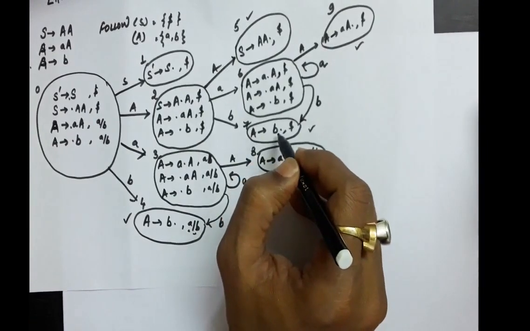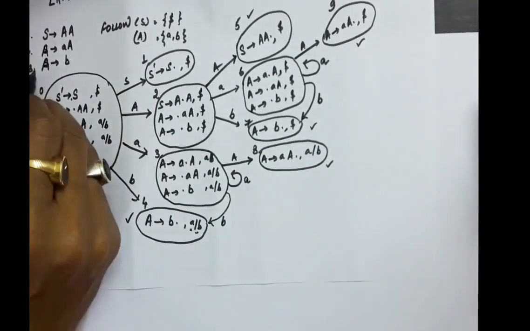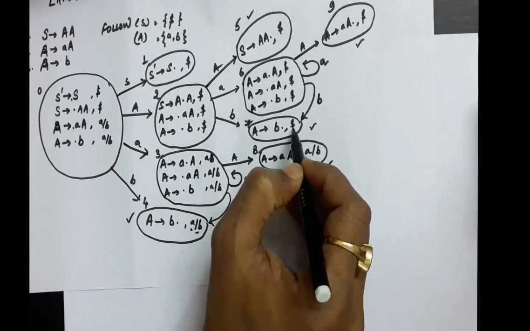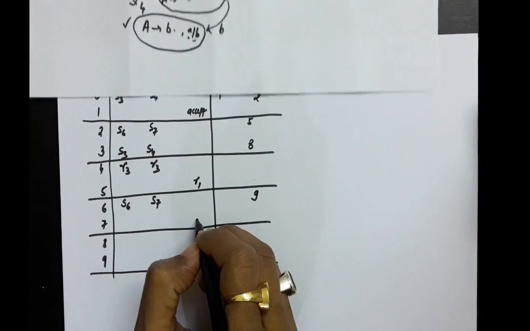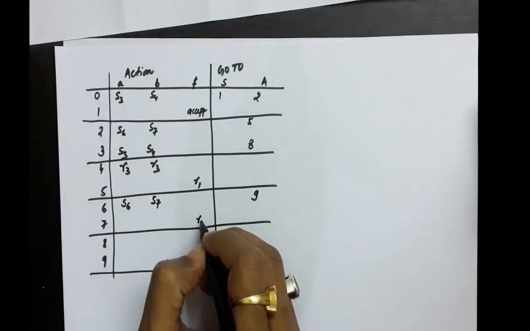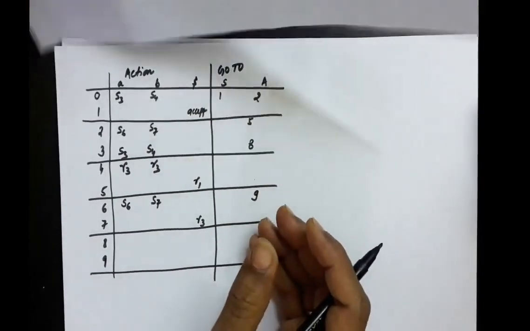State number 7 is saying A produces B dot, so you will be writing R3 in state number 7 at the place of $ only. So state number 7, at the place of $, you're going to write R3.